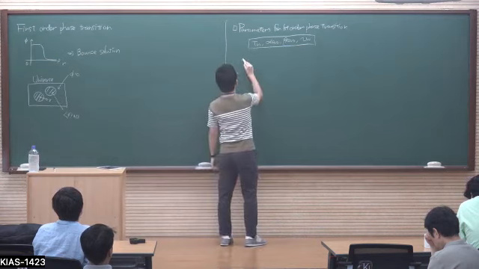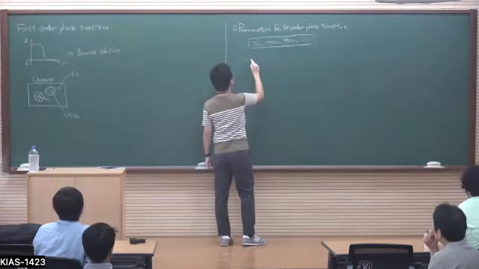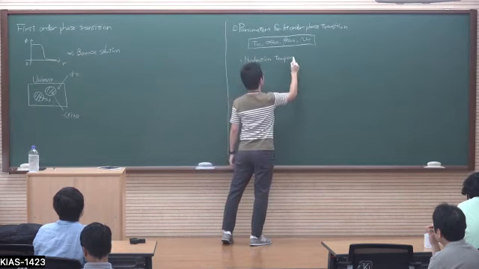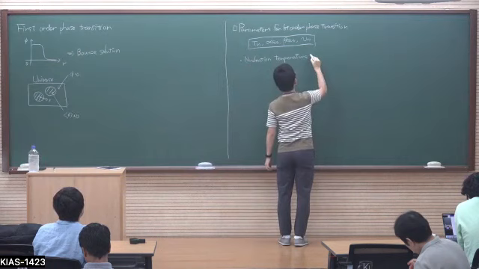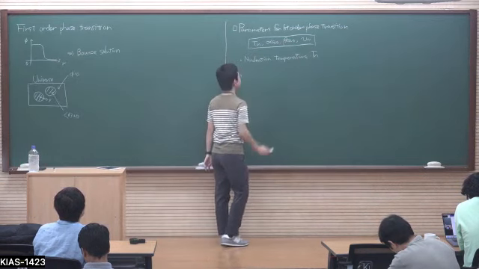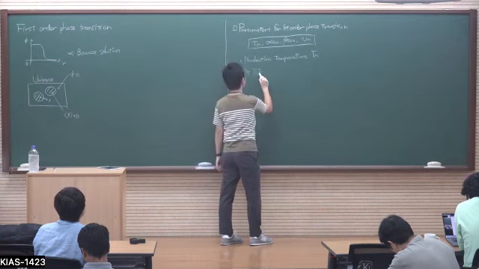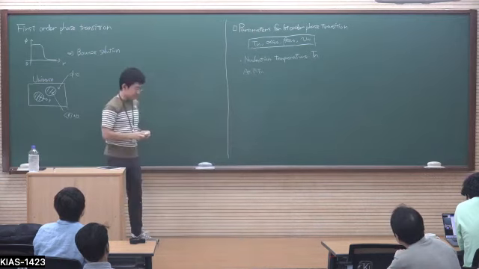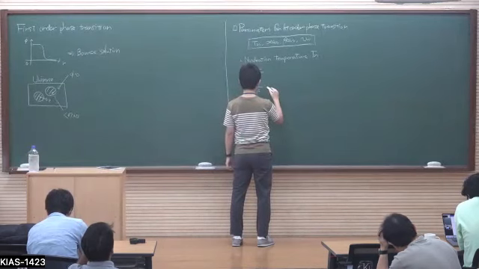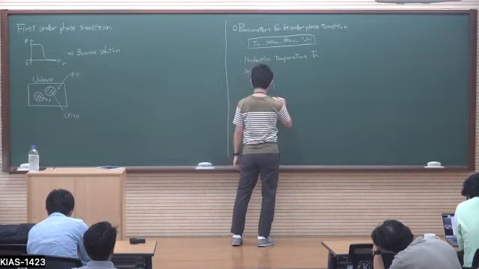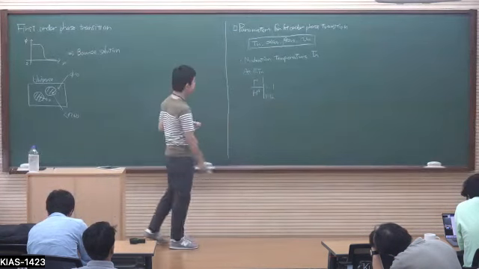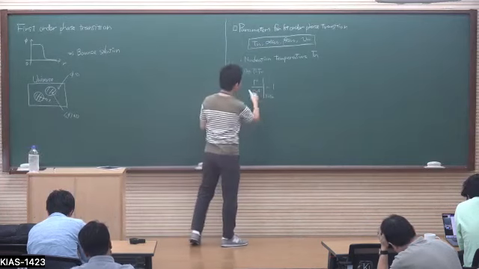Okay, so first I will explain the nucleation temperature. The nucleation temperature is defined by Tn. Tn is defined by this equation. The gamma is the tunneling rate for the first order phase transition, and H is the Hubble parameter. The nucleation temperature is defined by this formula.